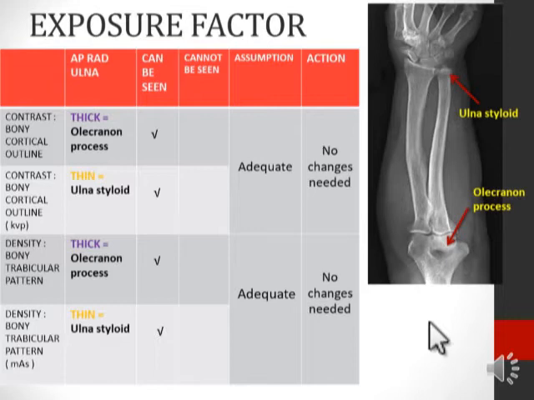Next is for bony trabecular pattern. For the thick structure, which is olecranon process, it can be seen, so there are no changes needed. And the bony trabecular pattern for the ulnar styloid also can be seen, so there are also no changes needed.